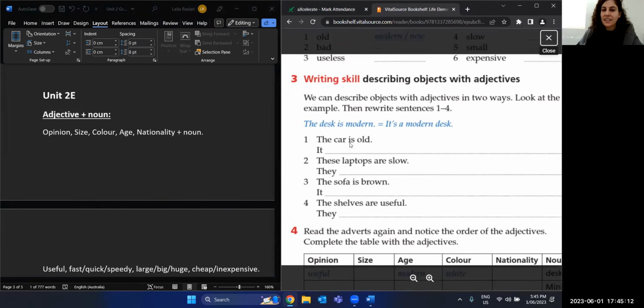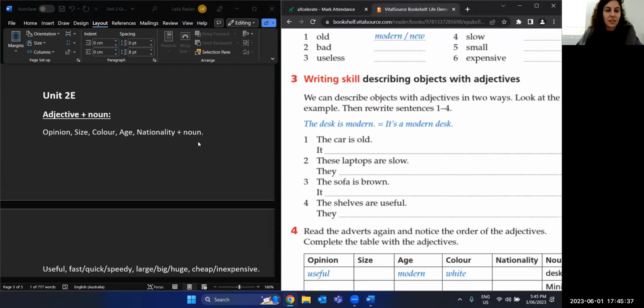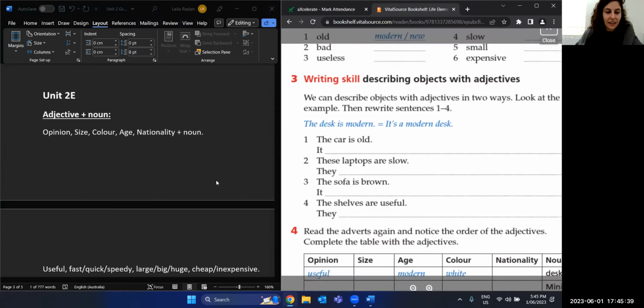If it said the car is old, so this has got the article. We looked at the article some weeks ago. The car, that's the verb to be. It is old. Or I'll look at the example. The desk is modern. It is, that's a contraction, a modern desk. So number two, what would it be? The car is old.